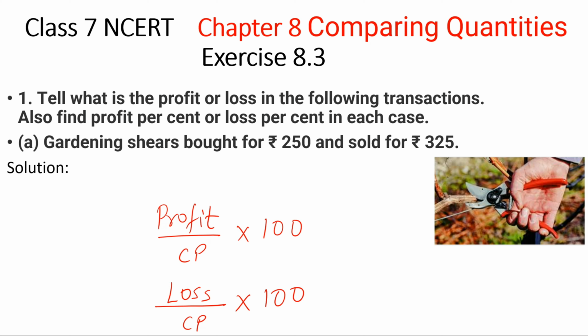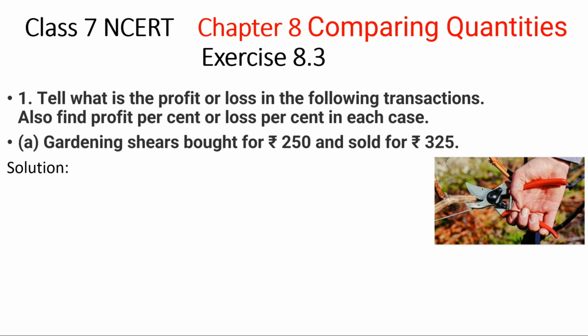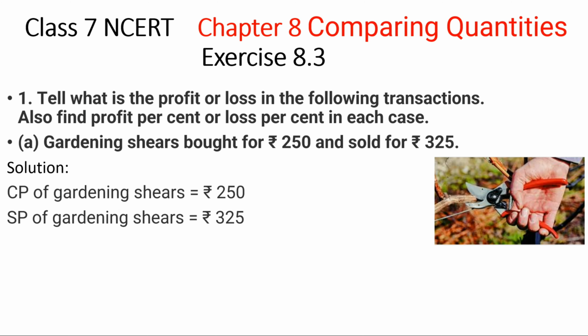So let's start. Tell what is the profit or loss in the following transactions. Also find profit percent or loss percent in each case. First one is gardening shares bought for rupees 250 and sold for rupees 325. Gardening shares is like a cutting tool which is used in garden. So the cost price is given as 250 and the selling price is given as 325.